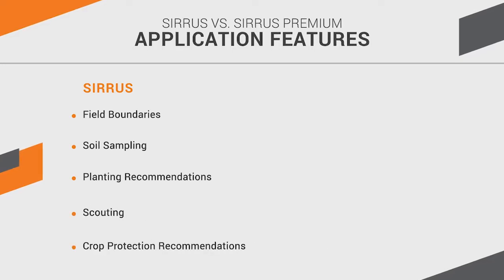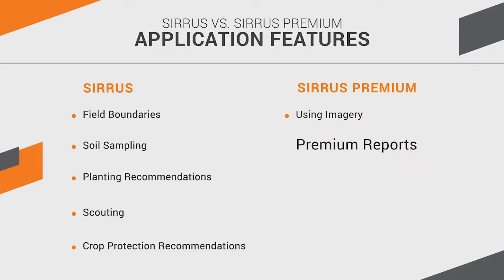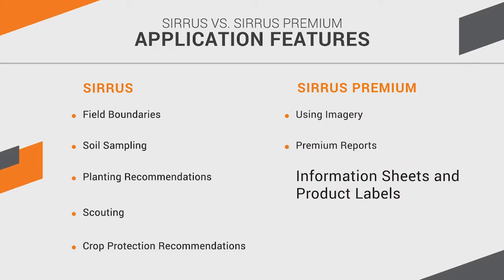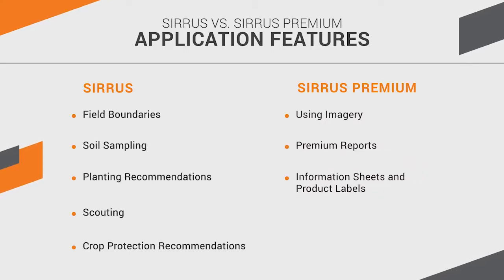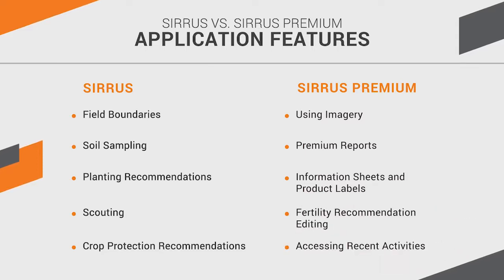With the addition of Sirrus Premium, you can go and scout and create crop protection recs using in-season imagery, run premium reports, access variety information sheets and product labels, and edit the fertility recommendations, as well as use any of the recents for which you've collected data about.